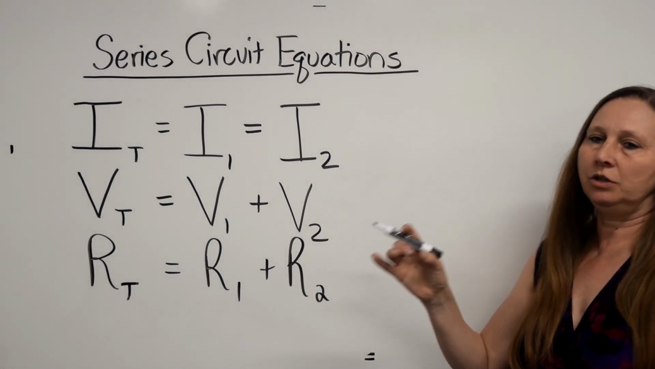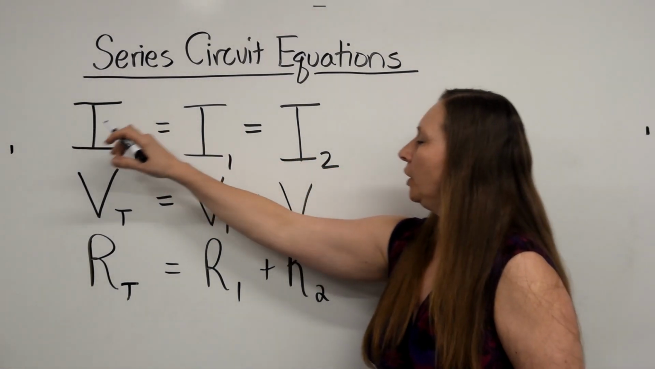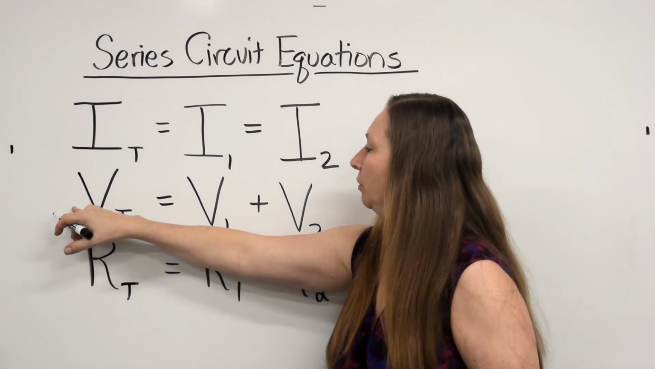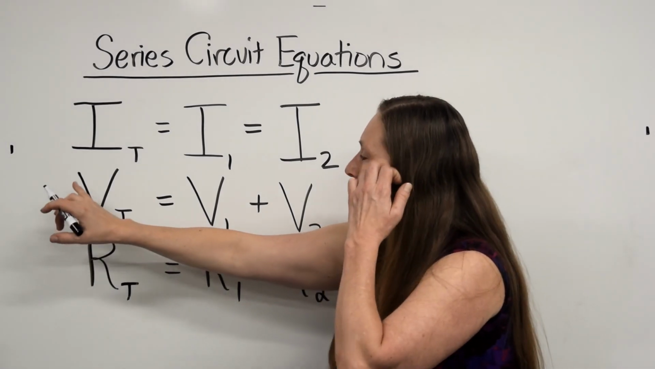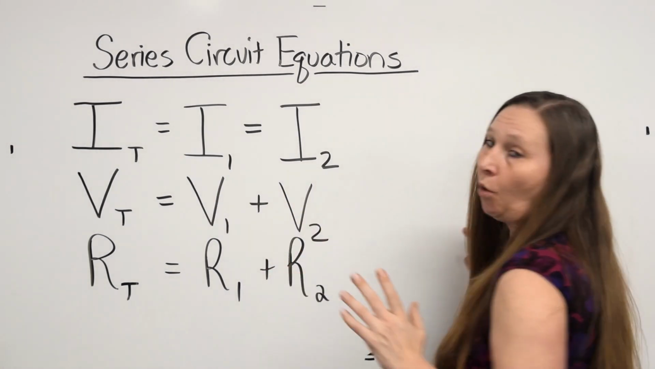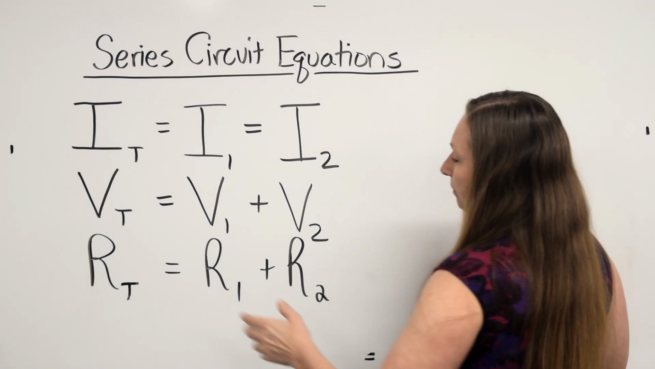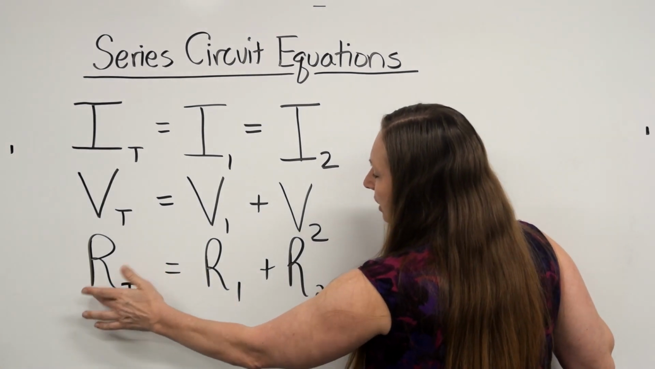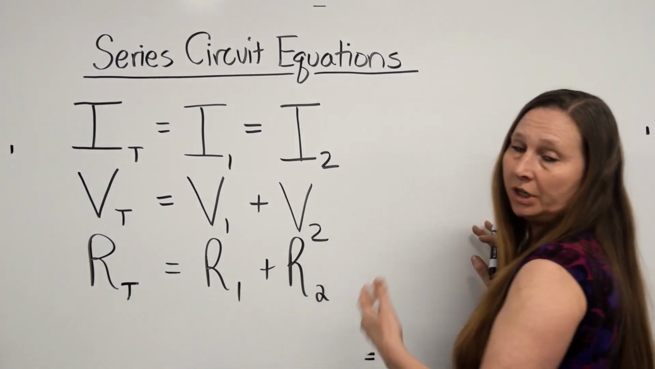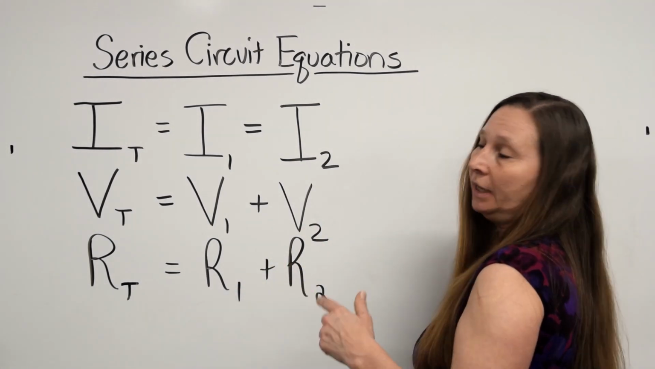So these series circuit equations tell us that all the currents are the same. The total voltage equation tells us that the total voltage is the sum of the voltages of all the components, mostly resistors, possibly light bulbs. And the total resistance is the sum, you add them up, of all the resistances of all the components. It could be resistors, could be light bulbs, etc.